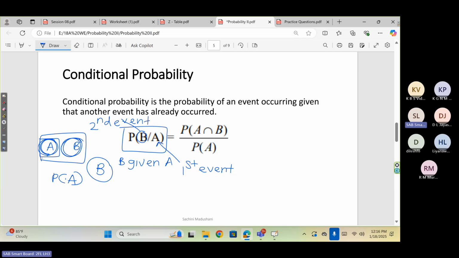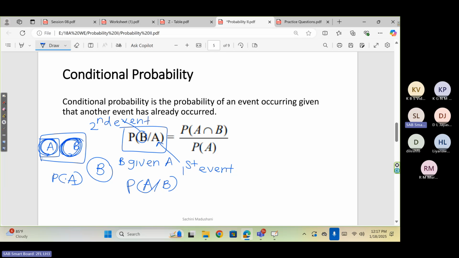Okay, then we take the previous example: we need to find the probability of event A occurring, given that event B has already occurred. How do we write it here? The first event is event B, because at that time event B has already occurred. The second event is event A. Then we say A given B. Always, we first write the second event, then after that we write the first event.